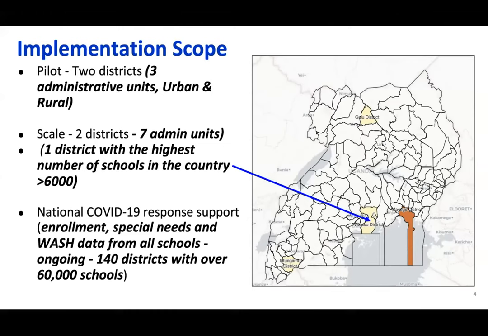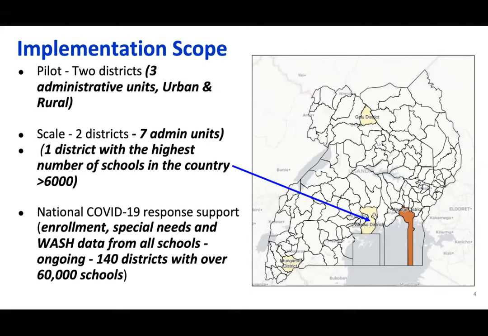And so success in this scale will really mean that this can be scaled across the country. And again, during this same implementation period, our scope has also moved to support the education response. And now this is a nationwide implementation of DHIS2 for EMIS. This is particularly looking to support the Ministry of Health as the plan for reopening of schools is ongoing. And we're looking at data being collected from all the districts across the country, almost over 40 districts.